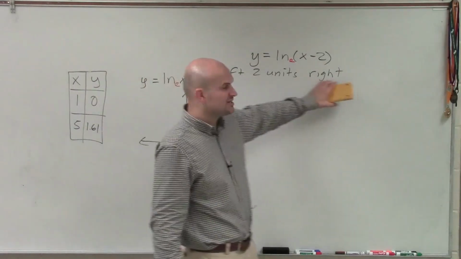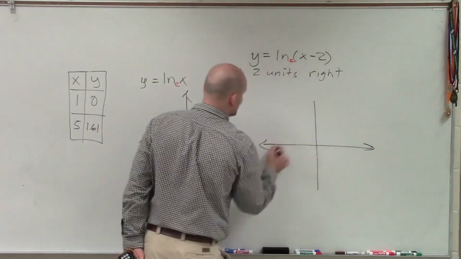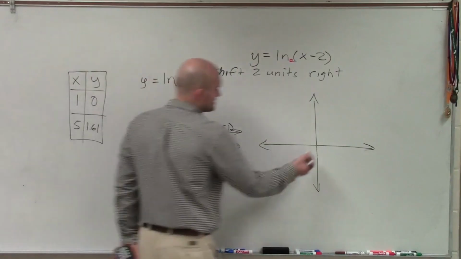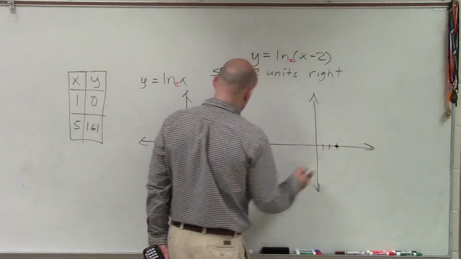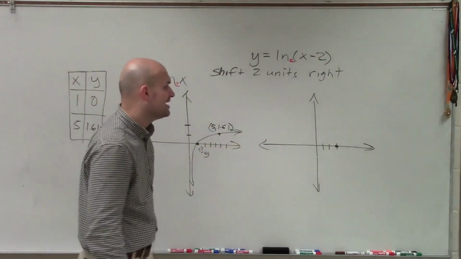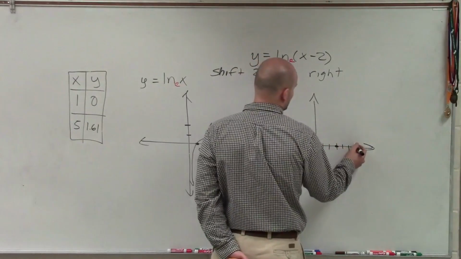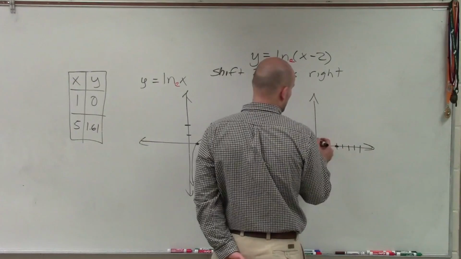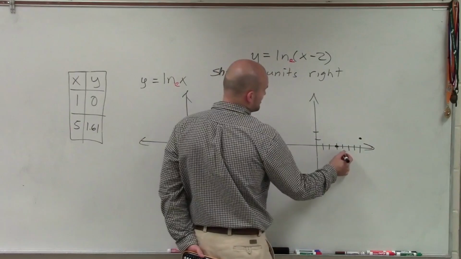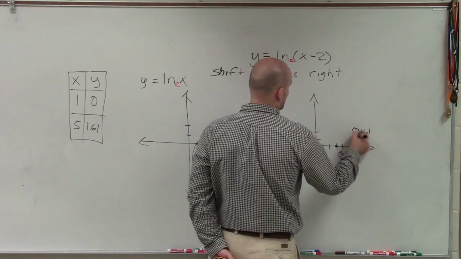However, what I notice is I'm going to be shifting my graph 2 units to the right. So that's not going to affect my y values, but it is going to affect my x values. So now, instead of the graph crossing at (1, 0), it's now going to cross at (3, 0). And instead of the graph having another point at (5, 1.61), it's now going to have a point at (7, 1.61). So 1, 2, 3, 4, 5, 6, 7, and then 1.61, which would be over there. I like to plot these points, so just write them out: (3, 0) and then (7, 1.61).